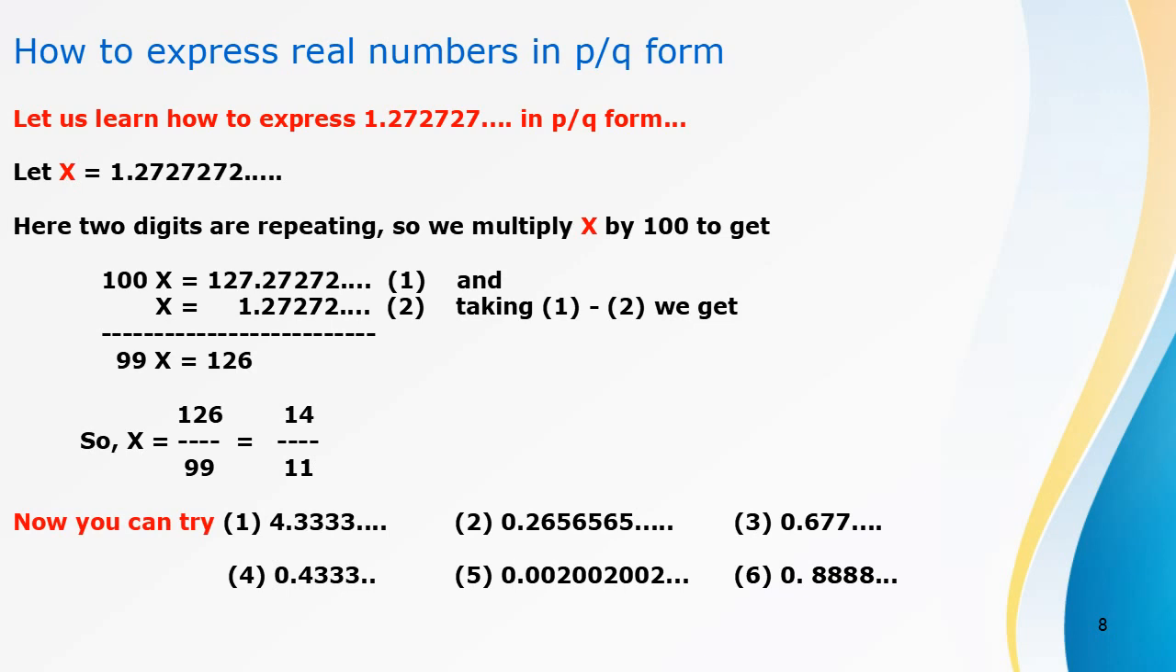Now subtracting the second equation from the first, we get 99x = 126. So x = 126/99 = 14/11. Now you can try the following.